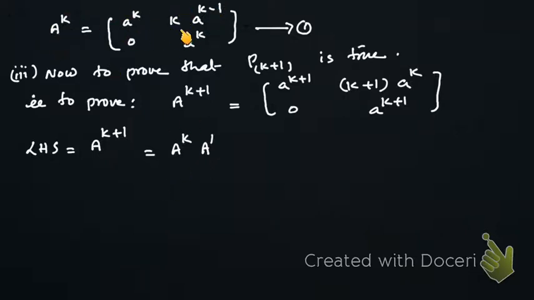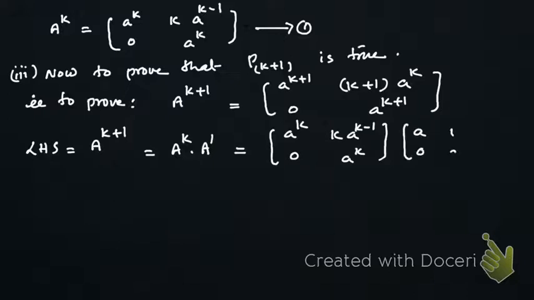What is a raised to k? I know from my equation number 1. But remember, it's only an assumption. So by my assumption, I know what a raised to k is. So I am going to replace it. And a raised to 1 is a, which is given to me in the question. I can copy from my question. So I'll copy a raised to k's value from equation number 1, which is an assumption. And what is a? It was given to me in the question, 1 0 1 a. And that's usual matrix multiplication.